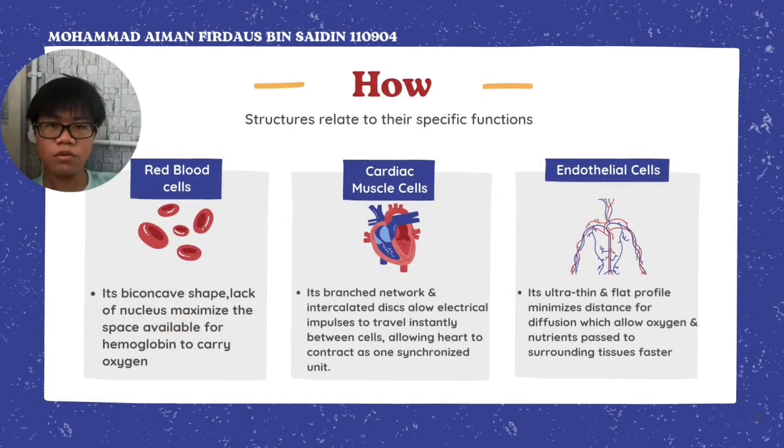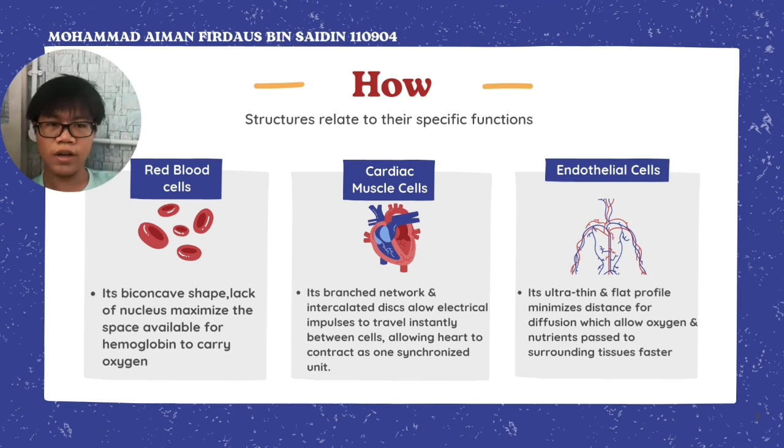So, how does this structure relate to their specific function? Well, for the red blood cells, its biconcave shape and lack of nucleus maximize the space available for hemoglobin to carry oxygen. Meanwhile, cardiac muscle cells, which have a branched network and intercalated discs, allow the electrical impulse to travel instantly between cells, allowing the heart to contract as one synchronized unit.